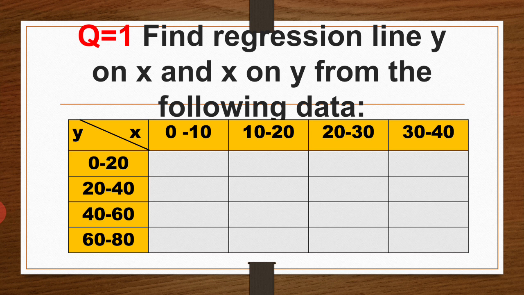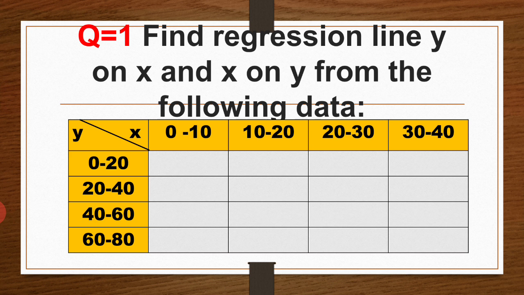One type of data is in the row. The row is given for x: 0 to 10, 10 to 20, 20 to 30 and 30 to 40, and in the column y as given: 0 to 20, 20 to 40, 40 to 60 and 60 to 80. Now students, here we are checking the difference for x and y.